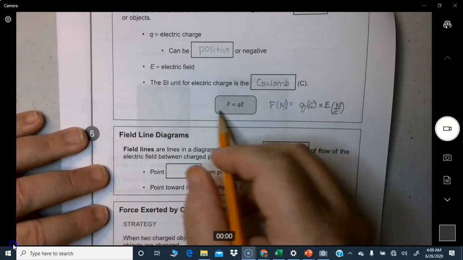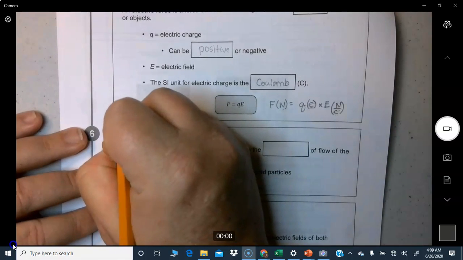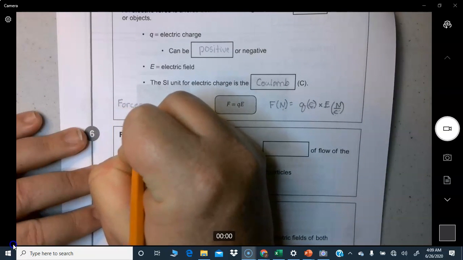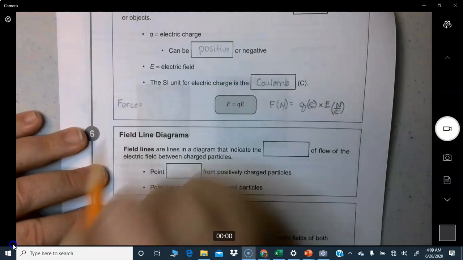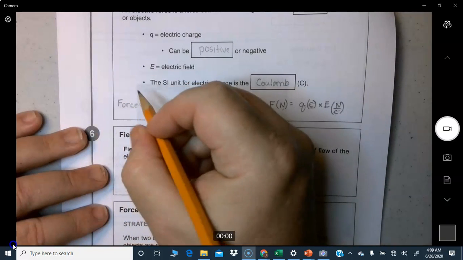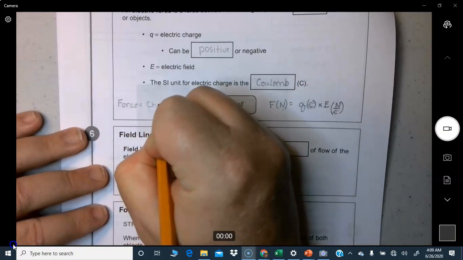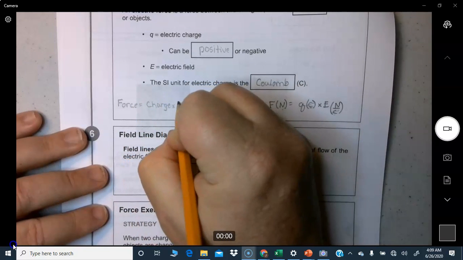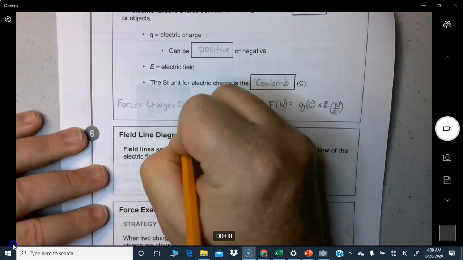Over here, I'm going to write the formula out in words. You want to be sure that you understand intuitively what a formula means and that it's not just a formula, not just letters on a page. Okay, so force equals charge times the strength of the electric field.